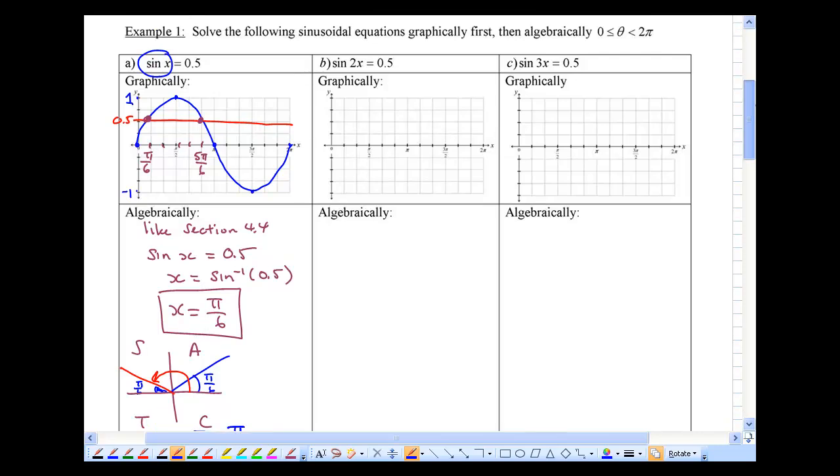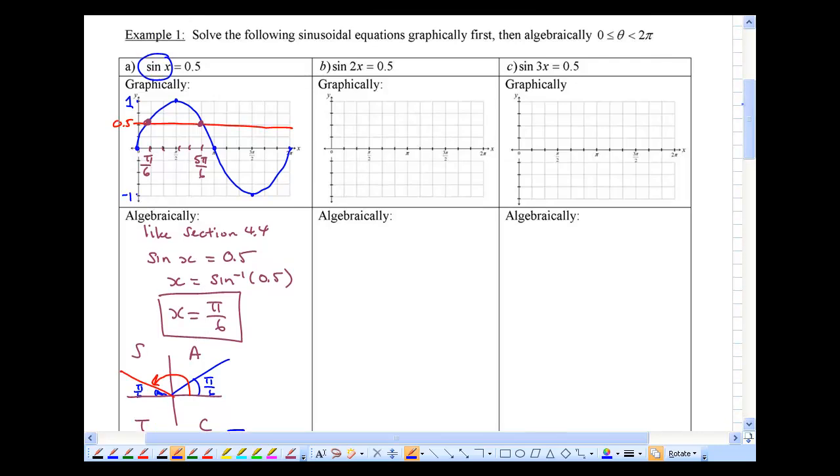Let's see what happens when I now try to solve this question. Part B says sine 2x equals 0.5. Well, same thing, I'm going to graph this out. Notice that the 2 means it's a horizontal compression by a factor of 1/2. So instead of going from 0 to 2 pi, I now go from 0 to pi. So 0 to pi, everything gets cut in half, so there's pi over 2. And between 0 and pi over 2 is where it equals 1. Between pi over 2 and pi, that's where it equals -1. If I graph it out, this is what it looks like.